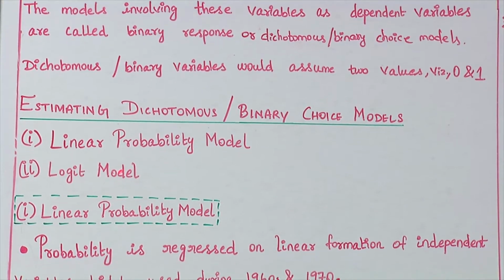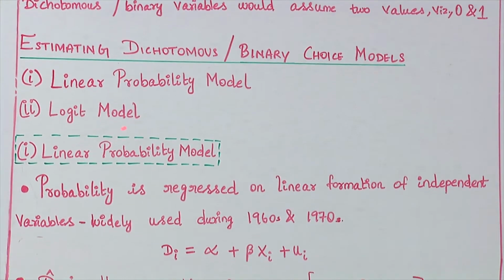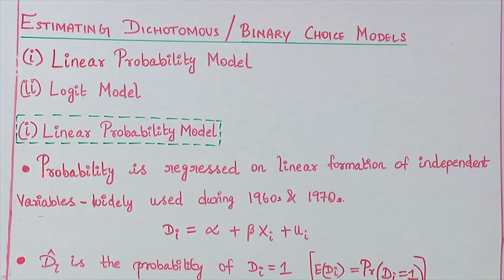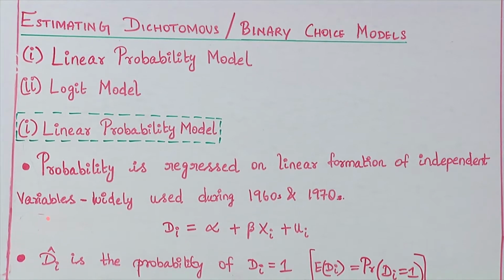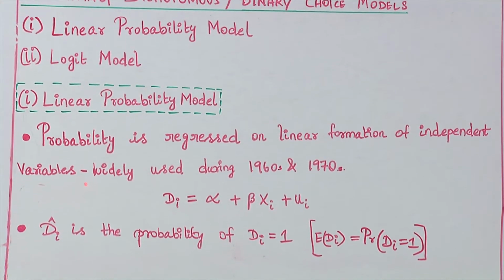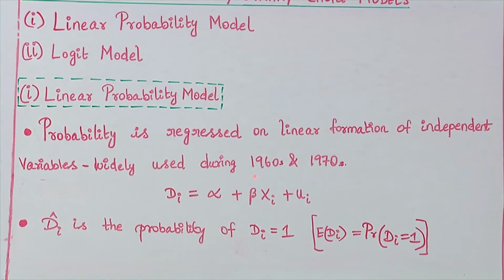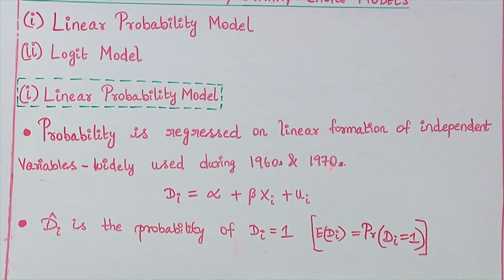First, let us explain the linear probability model. In this model, the probability is regressed on a linear function of independent variables. This model is widely used. It was used widely during the 1960s and 70s.